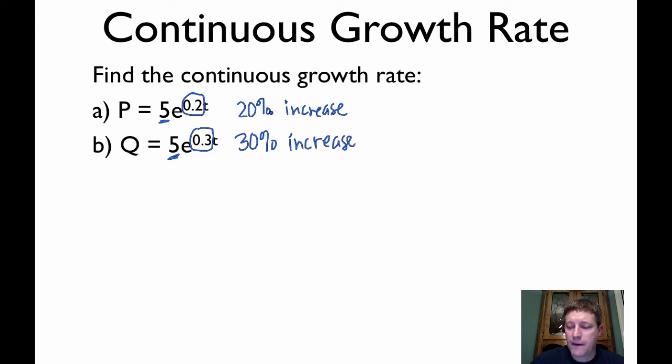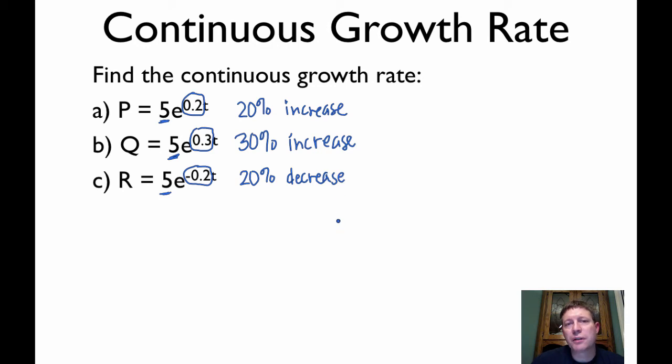And then the third one. This is an example where we're starting at 5 again, but now it's decreasing. Maybe this is a radioactive decay problem or some sort of a problem of metabolism. And so that negative 0.2 would be showing a 20% decrease.